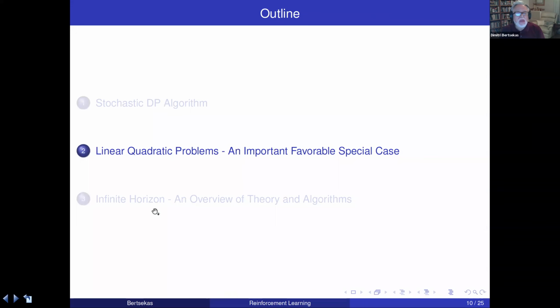Okay, so we gave the dynamic programming algorithm, and now we're going to apply it in the context of linear quadratic problems. Are there any questions? Speak up. We have plenty of time.